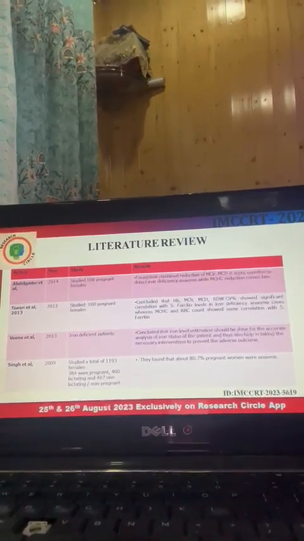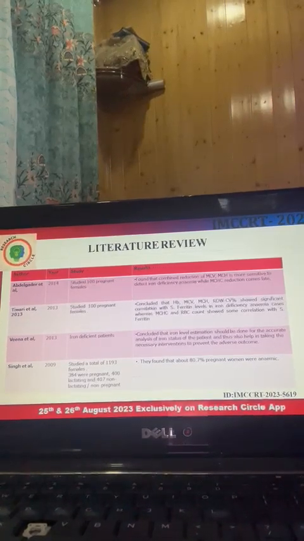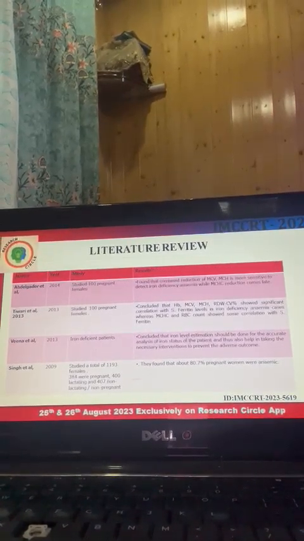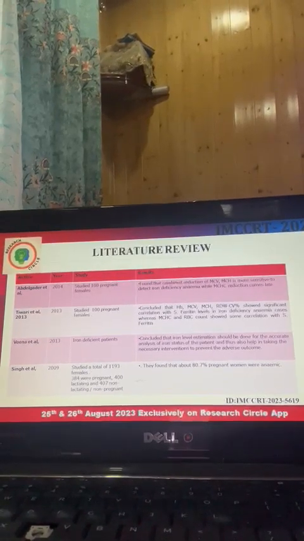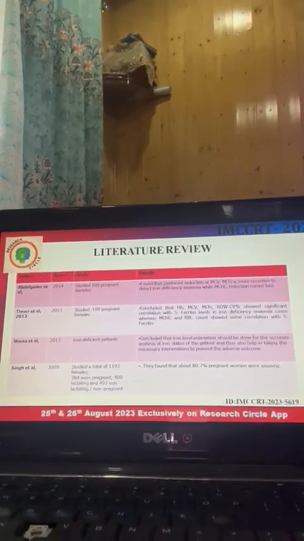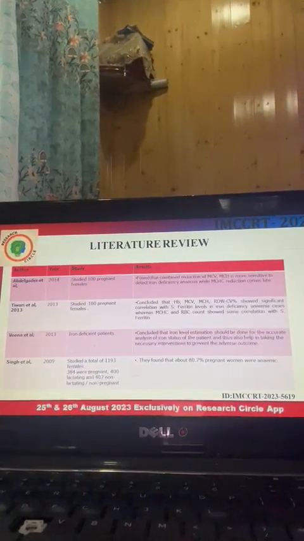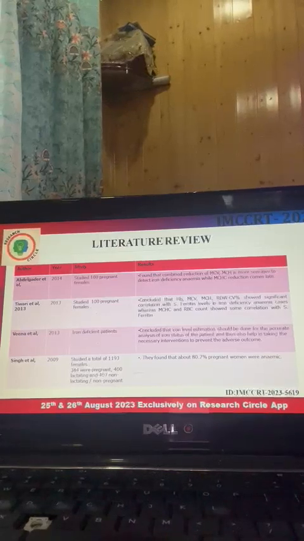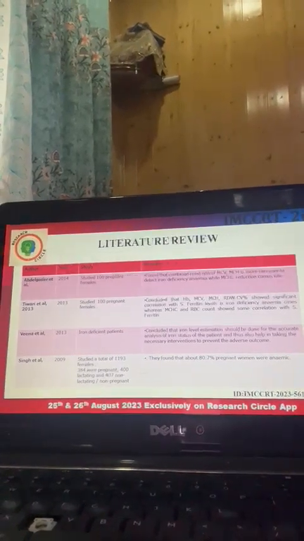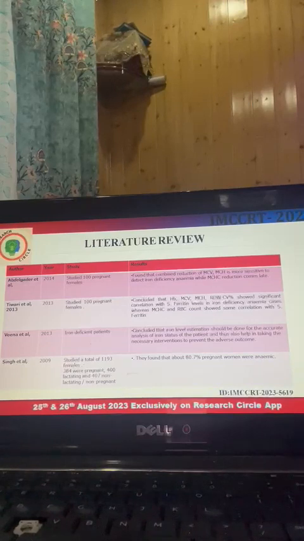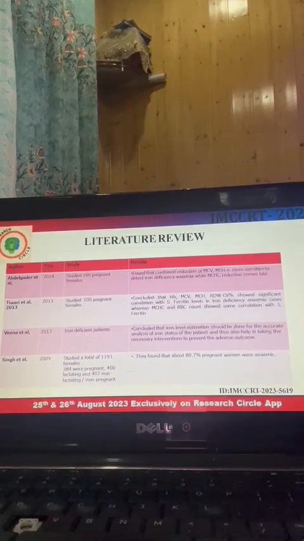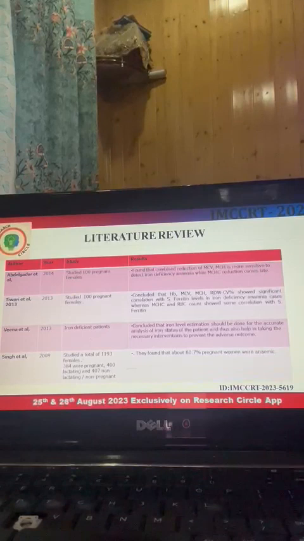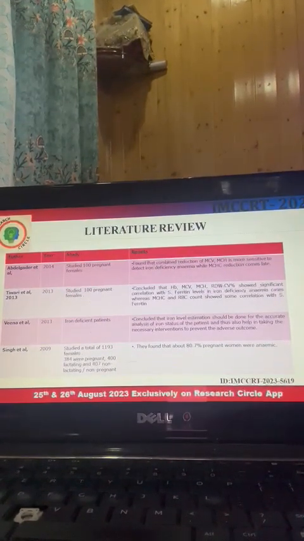Veena et al. in 2013 also concluded that iron deficiency patients are closely correlated, and analysis of iron status of the patient thus also helps in taking the necessary interventions to prevent adverse outcome. Singh et al. in 2019 studied a total of 1193 females. Out of 1193 females, 384 were pregnant, 400 lactating and 407 non-lactating or non-pregnant females. They also found that about 80.7% of pregnant women were anemic.